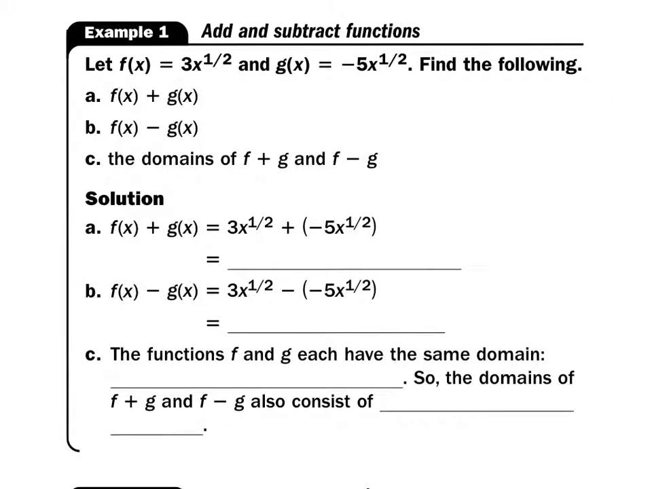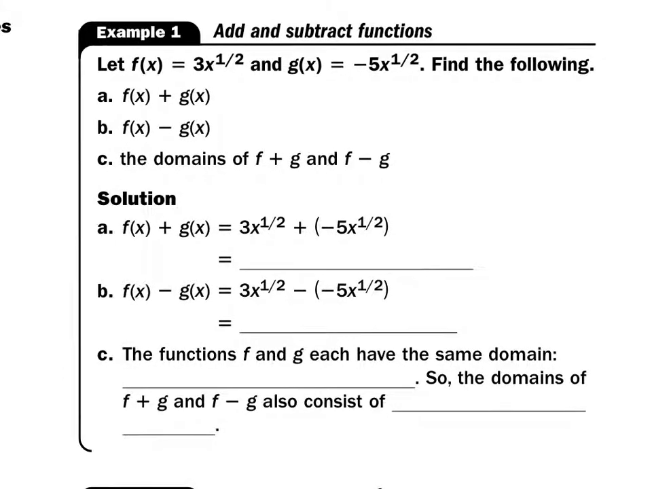Okay, example 1. Add and subtract functions. Find the following: f of x plus g of x. So we need to add them together. So here's the solution down here. 3 of something, and then -5 of something. We can go ahead and have the 3 minus 5. So that would be -2, and then we have to keep the of something here. And so that would be our answer.